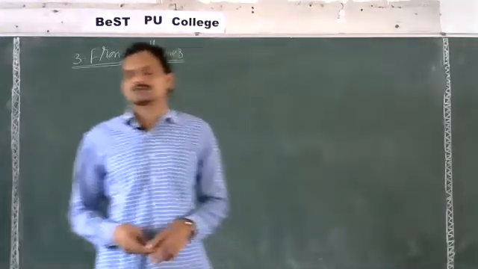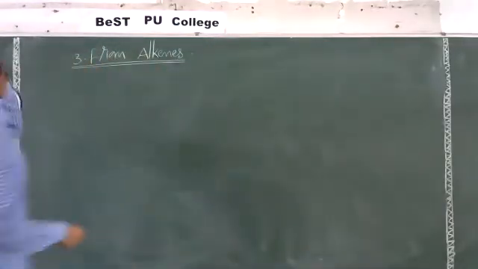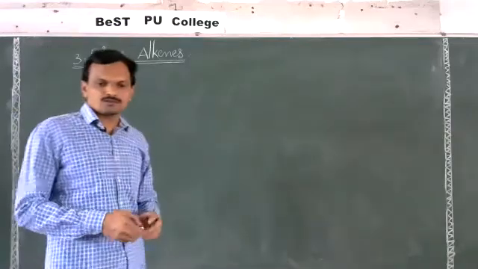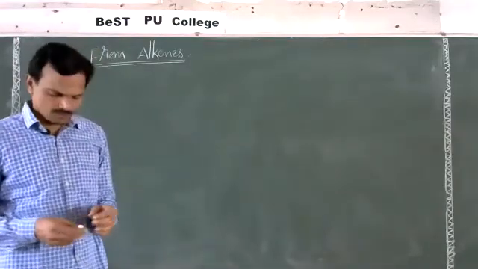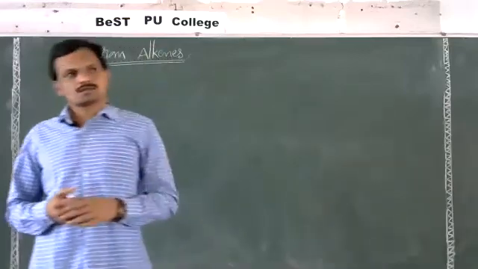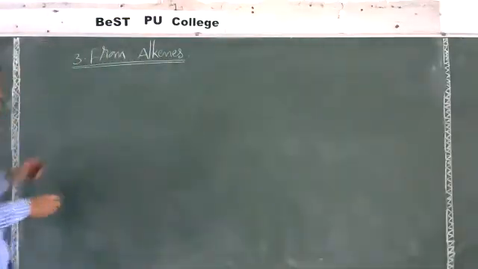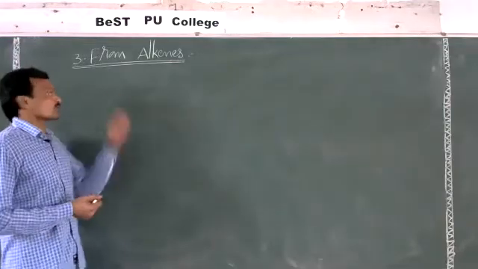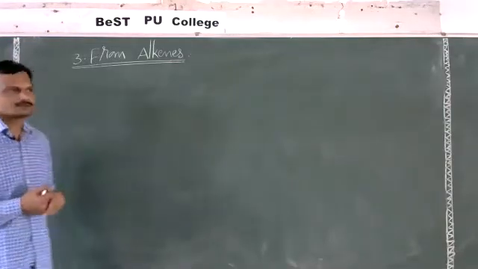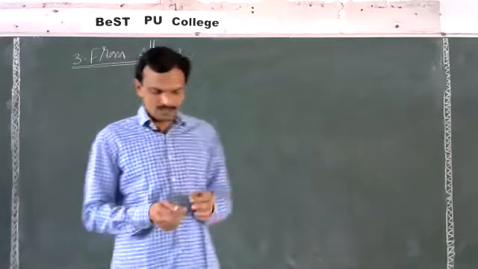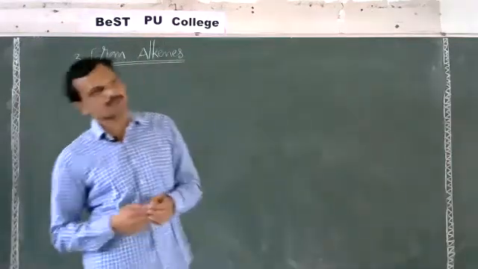So good morning, students. In the last class, we discussed the preparation of aldehydes from alcohols and from alkynes. Now, the next one is the preparation of aldehydes and ketones from alkenes. We will produce aldehydes and ketones from alkenes by the process called ozonolysis.